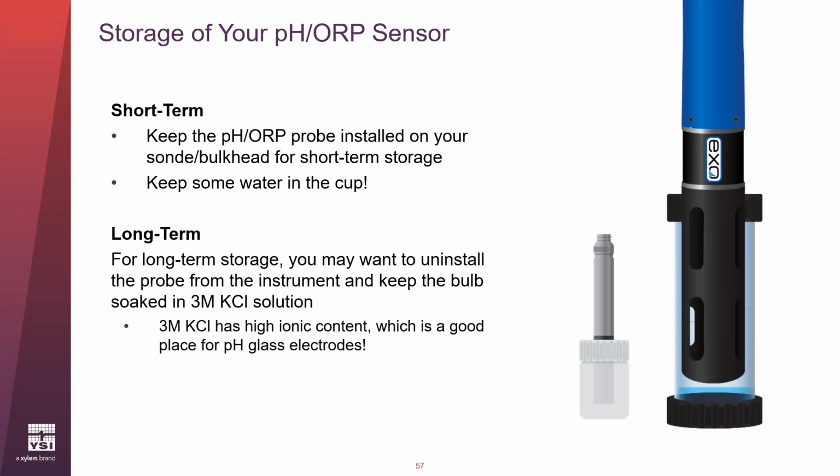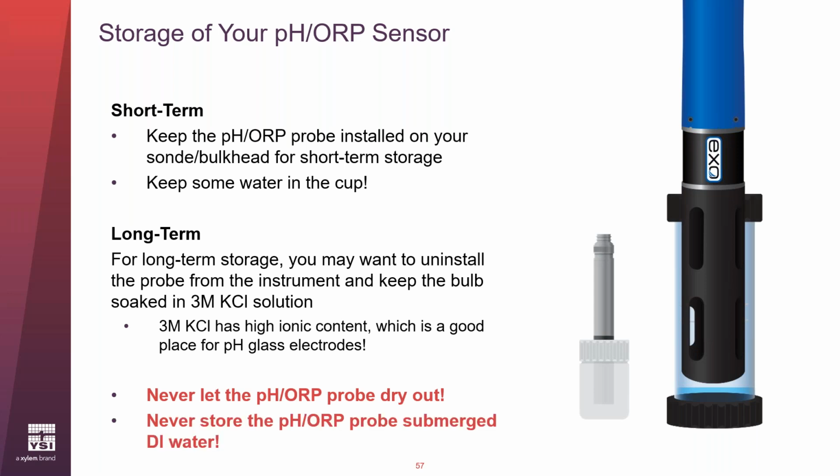That KCl has a high ionic content, very high. It's basically just very salty water. It's a good place for pH glass electrodes. You never want to let your pH probe dry out, and you never want to store your pH ORP probe submerged in DI water. Ever. Those are the things that will kill your probe faster than anything. That's why I put them in red. Definitely follow those guidelines if nothing else. DI water is very, very bad for pH probes.